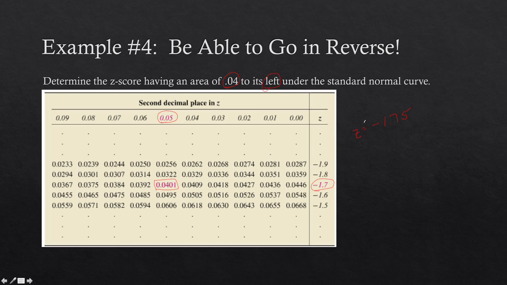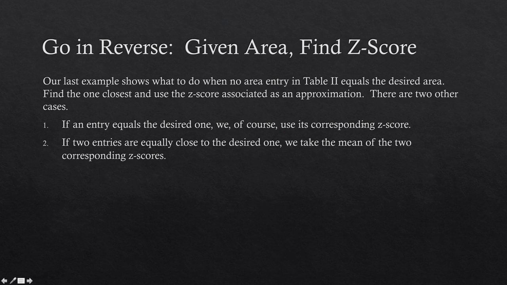Now here's the problem with this. Notice how it's fairly close. It was the closest of all of them on the table to 0.04. Okay? The closest. So that's why I chose it. But notice it's not exactly 0.04. So if it's not exactly 0.04, choose the one that's the closest. Now here's the problem with that. There are going to be times when two of them are equally close.